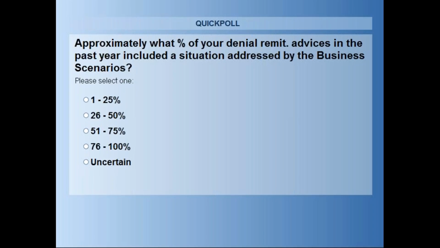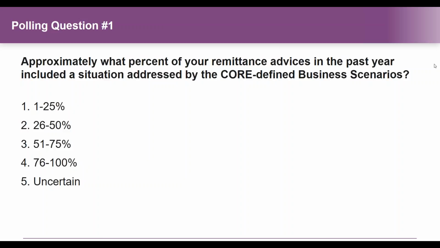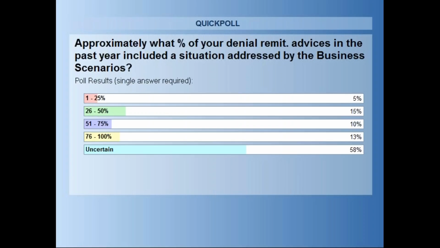We will close the poll, and I will share the results. And Bob, it looks like the majority here, 58% say that they're uncertain if this has happened, and then 15% indicating about 26 to 50%, and then 13%, 76 to 100%. So what do you have to say about these people who answered that they were uncertain? How could they find out?